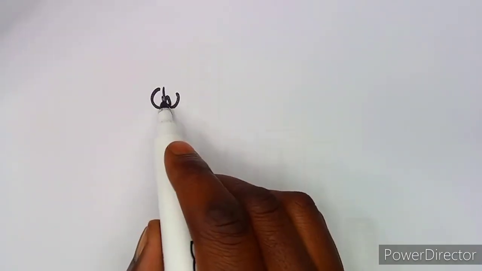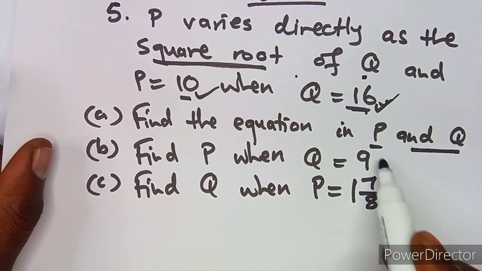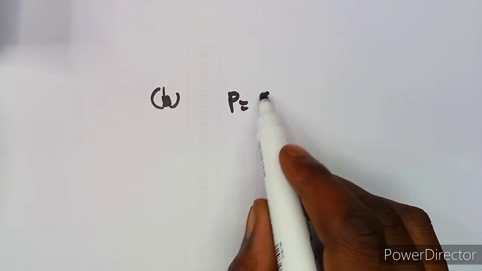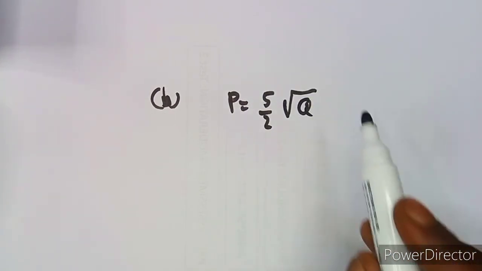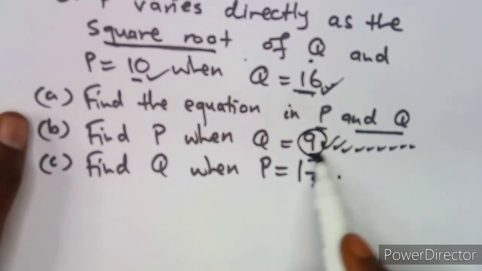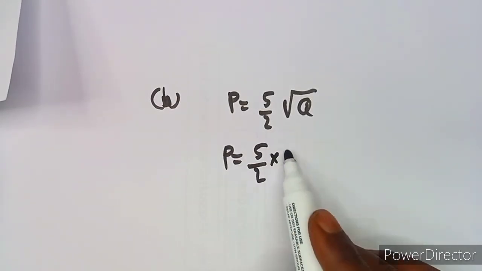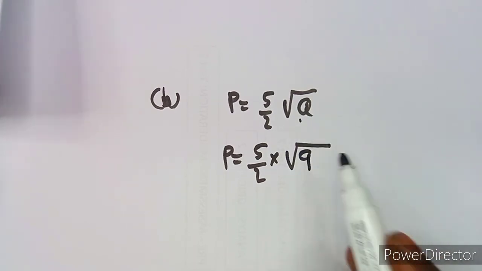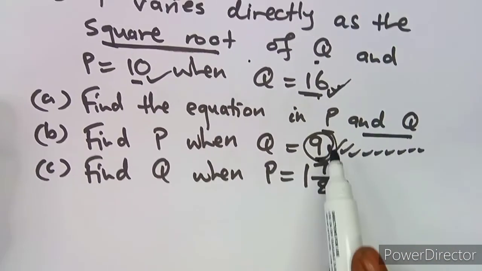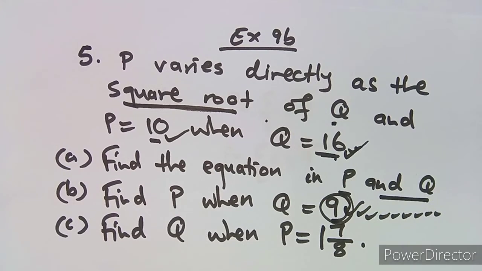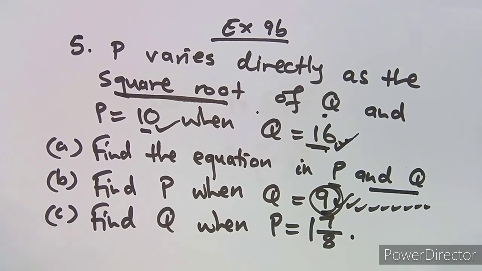Then the part B there, we actually need to find the value of P. This is actually the same thing, guys, that we have been doing previously. So we have to start by writing the formula that we obtained in the previous question. Okay, so now we need to find the value of P when Q is equal to what? Q is 9. Take note, when Q is 9, P is going to be 5 over 2 multiplied by the square root of Q, which is 9. So in place of Q, I'm going to substitute with 9, the value that I'm given. So it's a matter of substitution. Substitution is another topic that we actually need to talk about as a separate topic, because it's the one that we are actually using here.